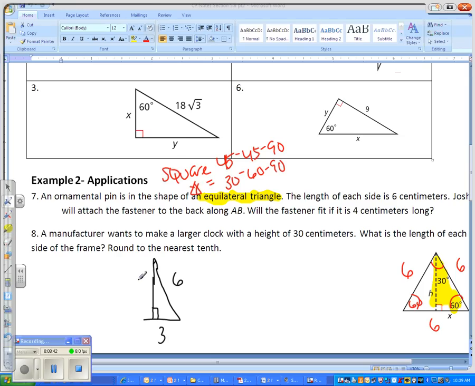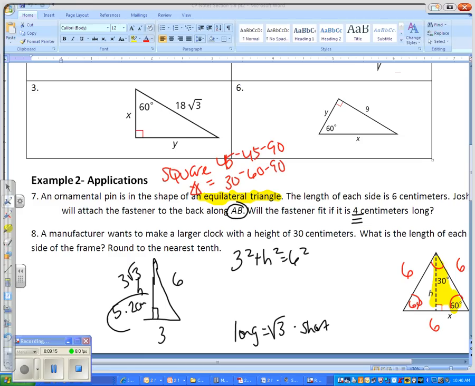And then to find out the height, or how long AB is, you could do Pythagorean theorem all you want. That is totally fine. You could do 3 squared plus h squared equals 6 squared. Totally fine with me. Or you could use a shortcut. Remember, the longer leg equals radical 3 times the short leg. So all this is going to be is 3 radical 3. And I know that's hard to compare with the 4, but if you punch it into your calculator, you're going to get about 5.2 centimeters long.